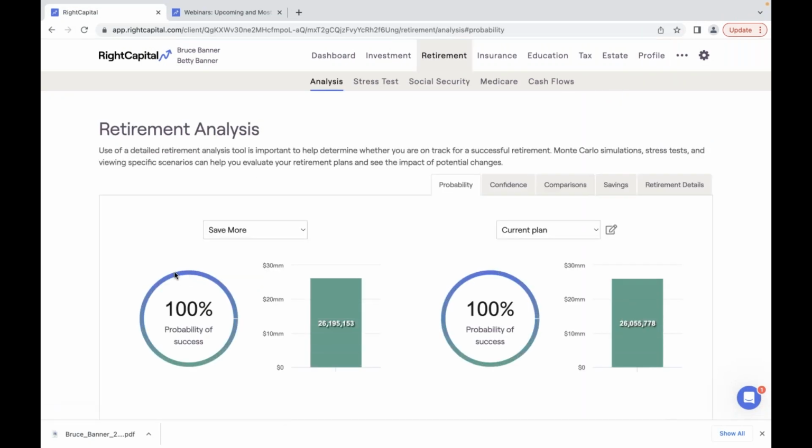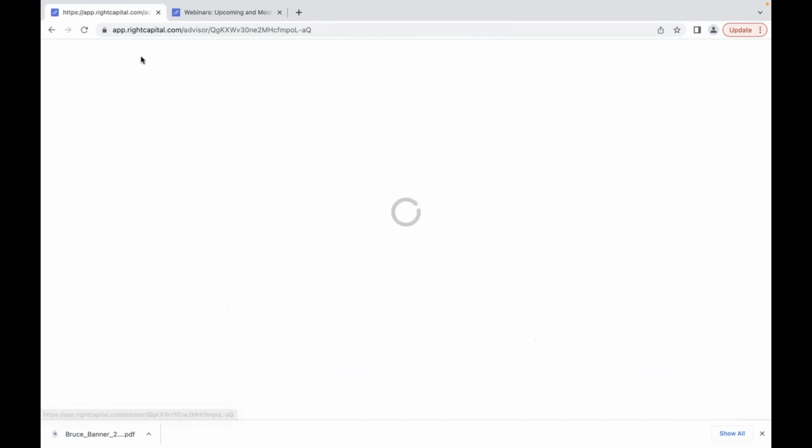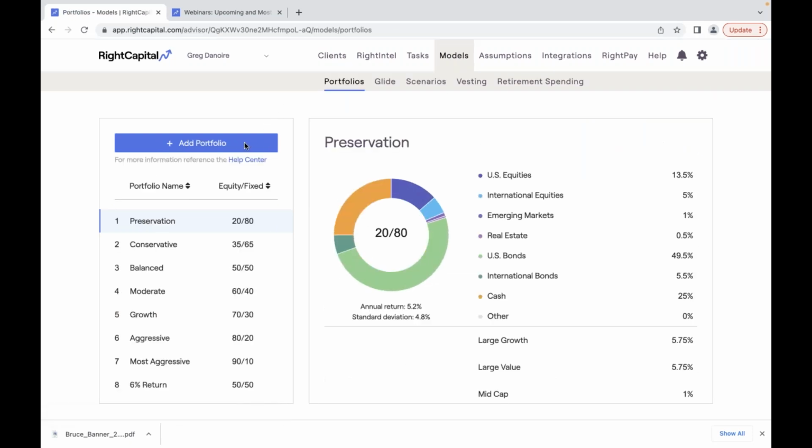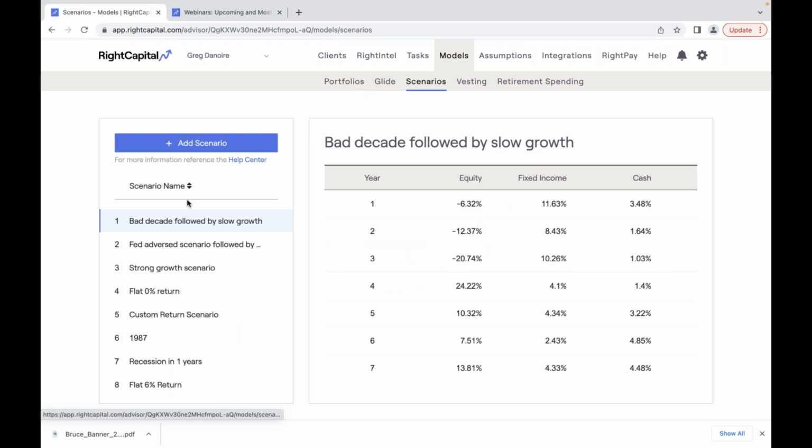Great. A good one here: is there a way under scenario specific cash flows to create, say, 7% returns pre-retirement and then 6% in retirement? Absolutely. A scenario specific cash flow is very simple to create. Again, in the advisor portal, you can visit the models tab. You could visit the scenarios area.